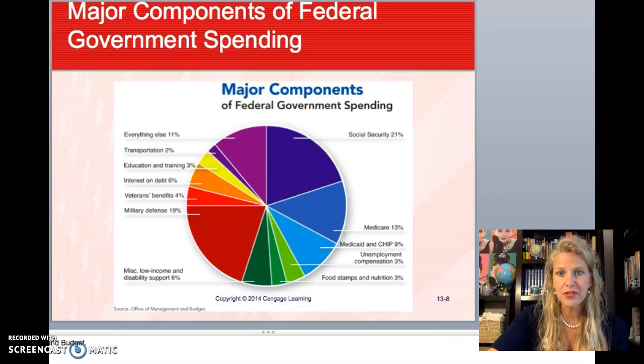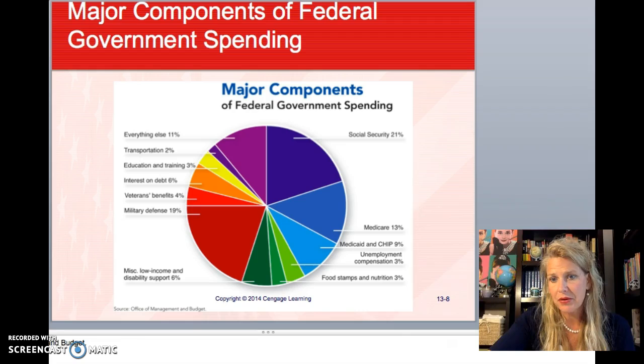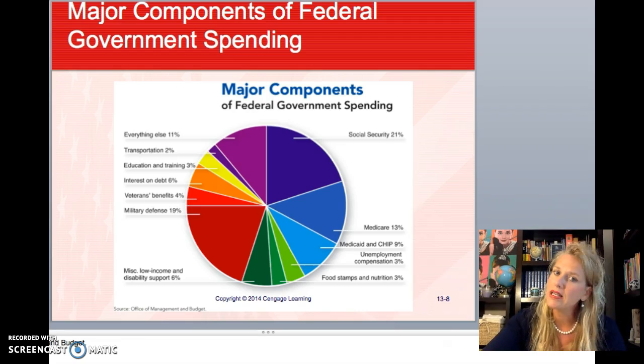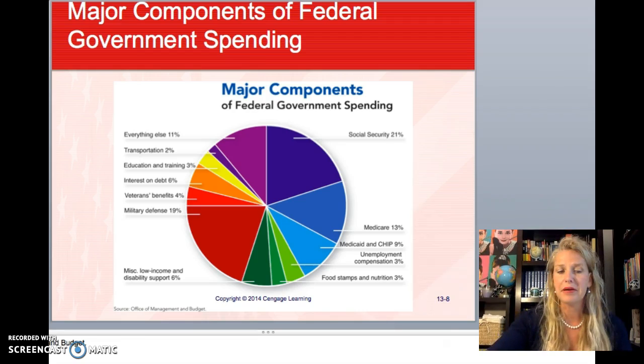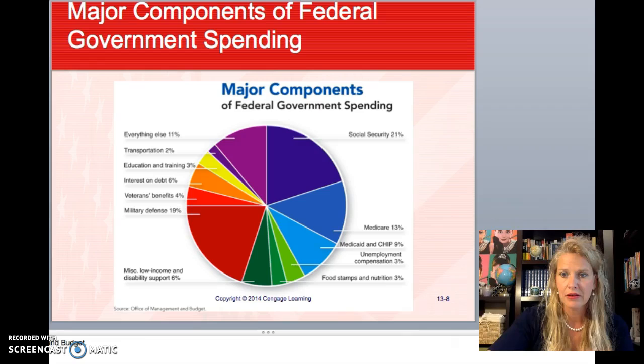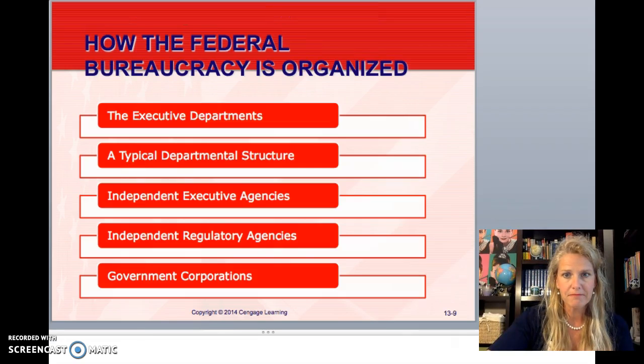Okay, here's the graph that I was talking about that talks about where the spending goes. A lot of times I think that we're misinformed as to what is really eating up our tax money that we're sending, and I would just encourage you to take a really close look at that pie chart.